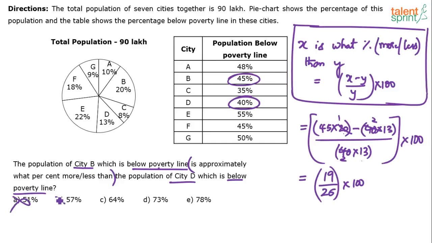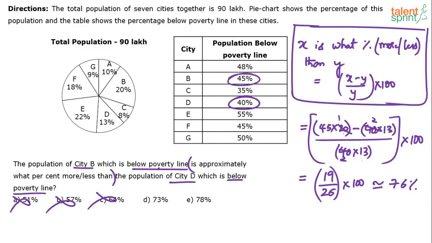So option A, option B and option C are eliminated. 73 and 78 both are around 76. You're able to follow? If I approximate 26 as 25, 25 goes how many times? 4 times. 19 into 4. How much is that? 76%.